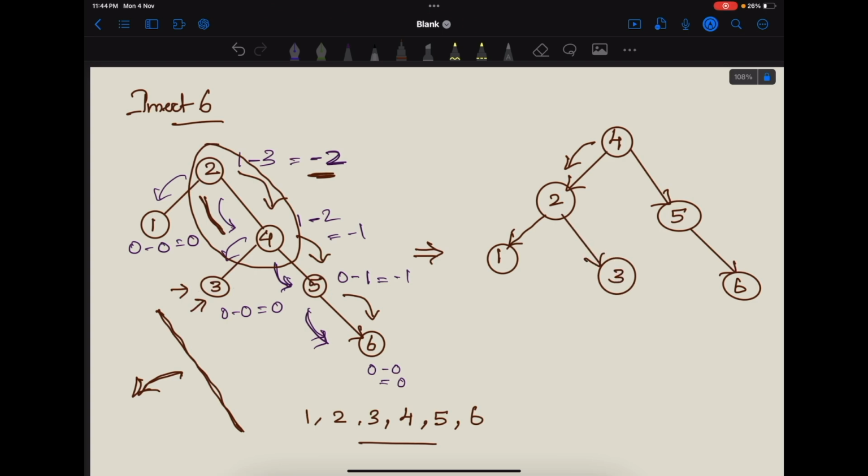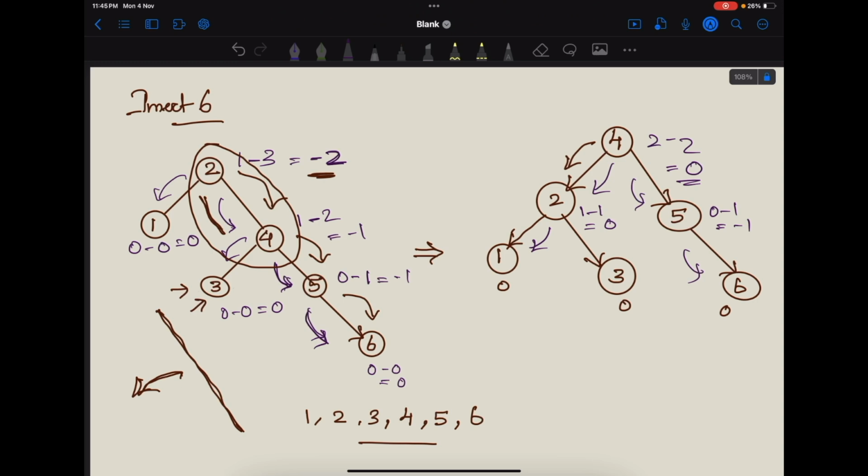And now you have to check the balance factor. For this it is 0, this is 0 and this is 0. And here 1 minus 1 is equal to 0, and for 5, 0 minus 1 equal to minus 1. For 4, on the left hand side we have 2 levels at most, so 2 minus the right hand side, where we have 2 levels, 2. The answer is 0. So the tree got balanced.